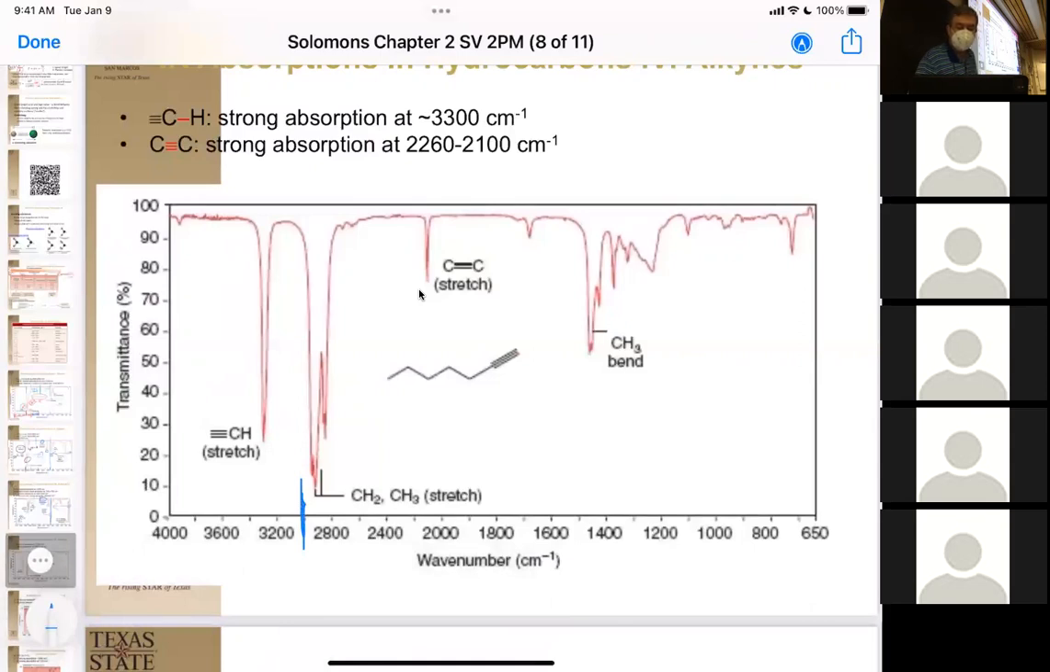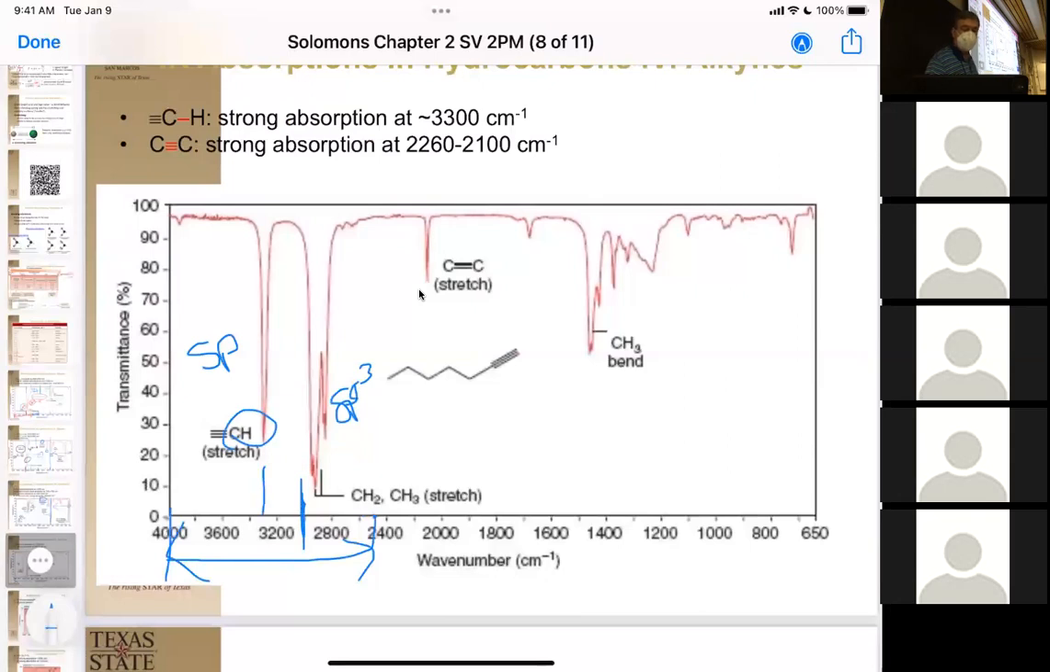And our first band is 2500, which is right here, to 4000. And we see that we have sp3 hybridized carbons, and we have an sp hybridized carbon with a hydrogen on the end of it. What if that alkyne was in the middle of a chain and not at the end? We will not have that hydrogen. You have to have a carbon, specifically an sp hybridized carbon, bonded to a hydrogen to get that peak above 3000. And notice it's right around 3300.